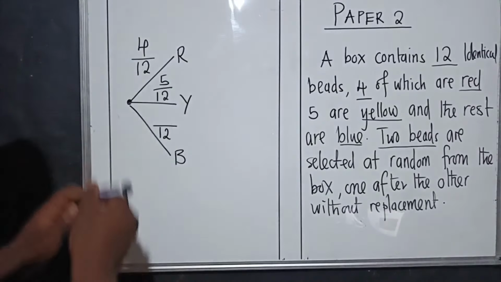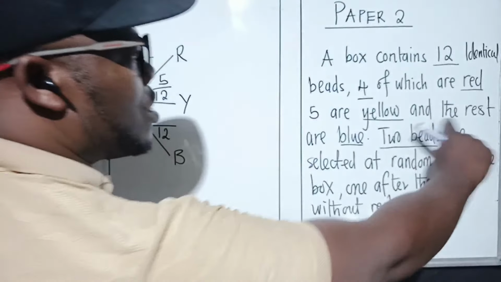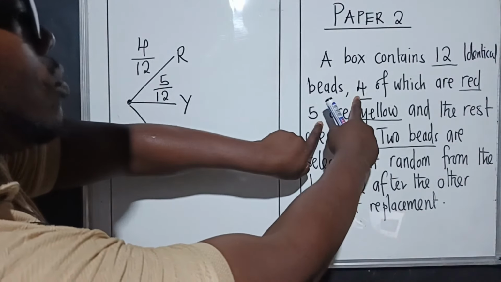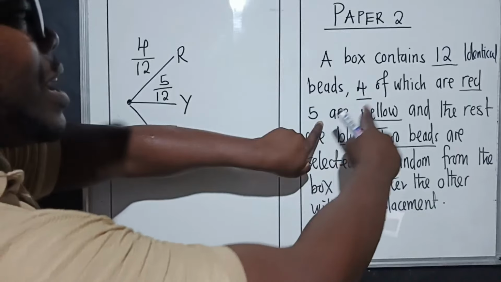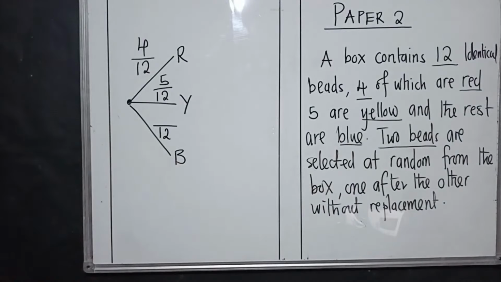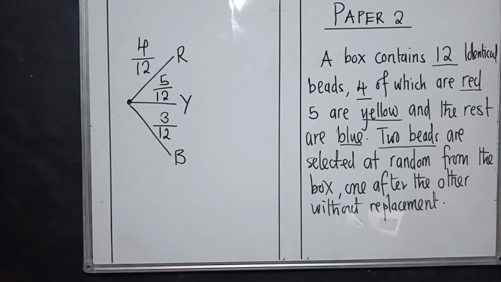Blue, they have not given us in this case. The statement says the rest are blue, and they've given us the total. So why can't we just add these two? That gives us 9, and then we subtract the 9 from 12, and it will give us what? Is it a 3? What are you getting? It's actually a 3. So we are going to write a 3 right over here. That's the first set.